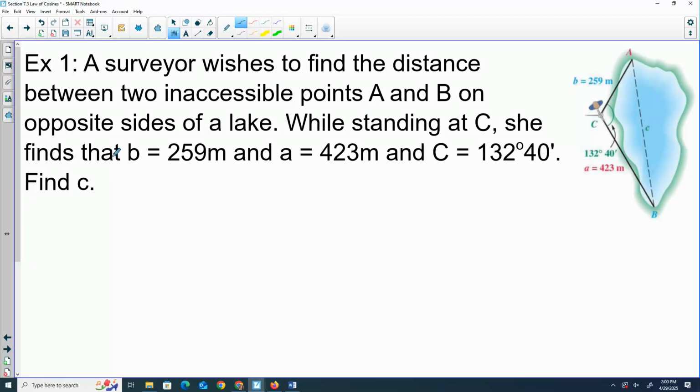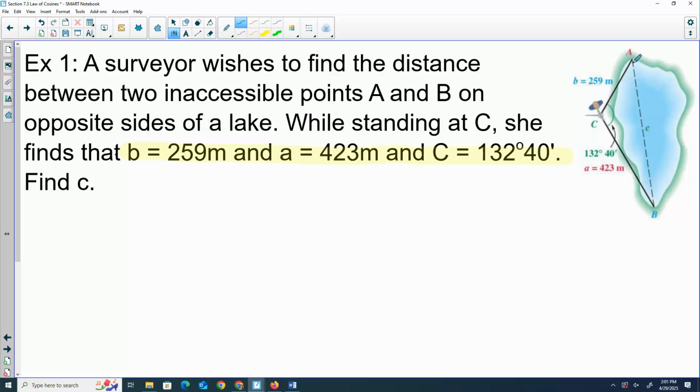So let's look at an example. A surveyor wishes to find the distance between 2 inaccessible points A and B on opposite sides of a lake. While standing at C, she finds side b is 259, side a is 423, and angle C is 132 degrees, 40 minutes. We need side c.